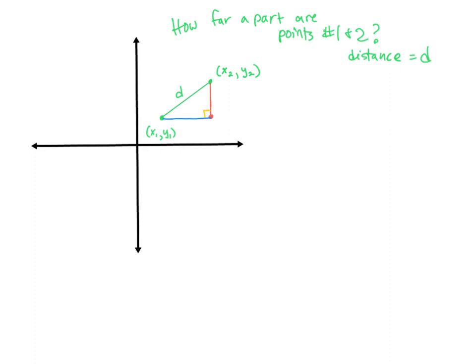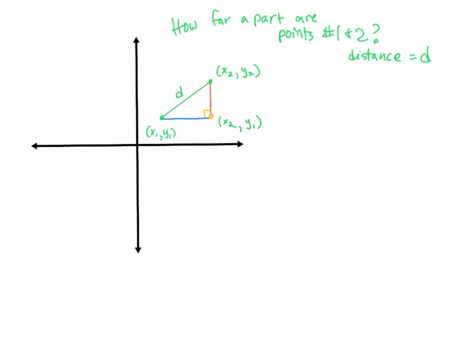Now we also need to figure out this point here, what's its ordered pair. So think about where would this have to be on the x-axis. It's the same place as x2. And on the y-axis, it's the same place as this point over here. So that would be y1.